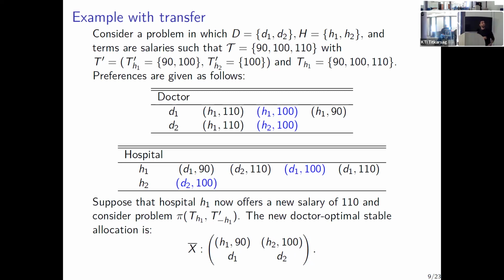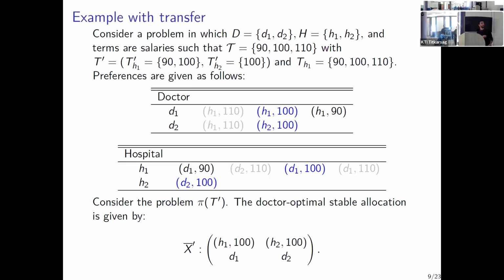But here the term is not used. So we have a weak preference for hospital H1. Now, considering the doctor optimal stable allocation, we have the same, so it's a weak preference because it will not change.